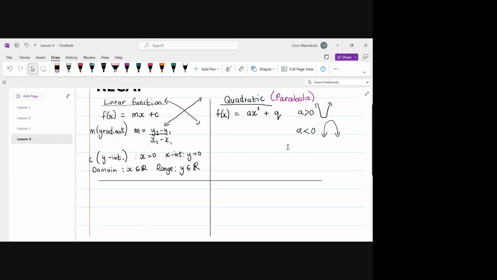Okay, we also know that if A is in between 1 and 0, what happens to my graph? It must become flatter or skinny. It's not a vertical shift, my darling. We're still talking about A. Vertical shift is Q. Q is going to be what moves my graph up or down.